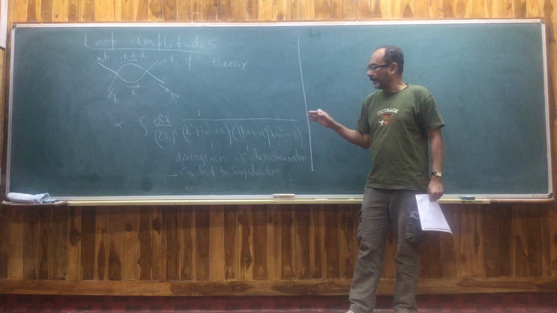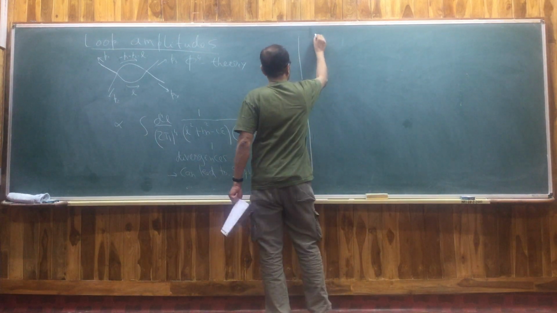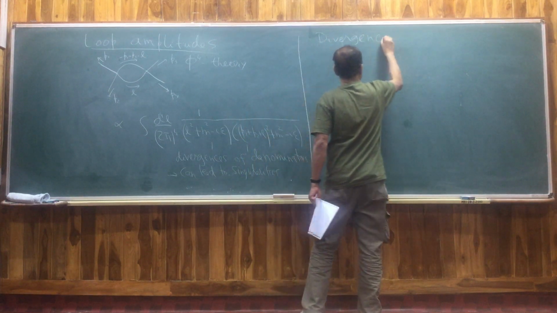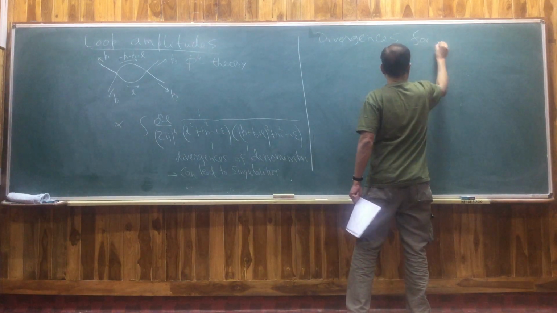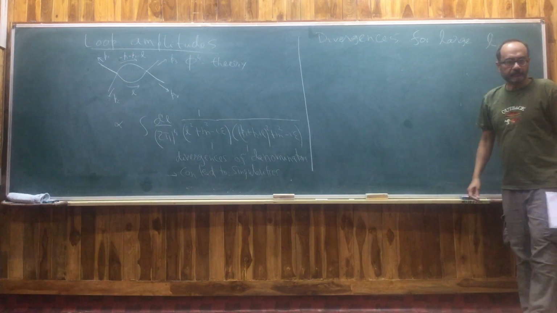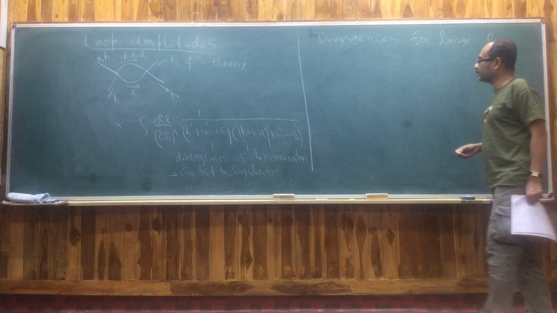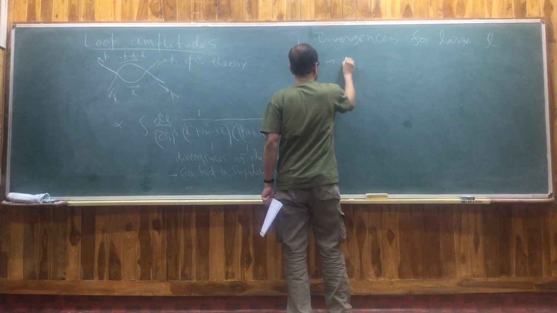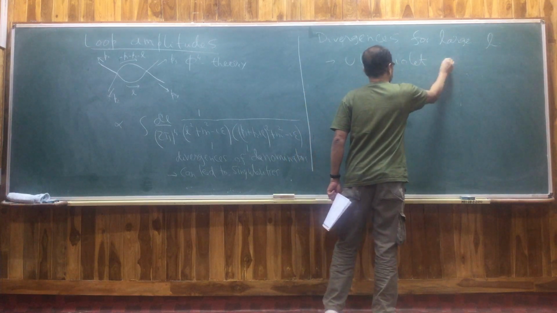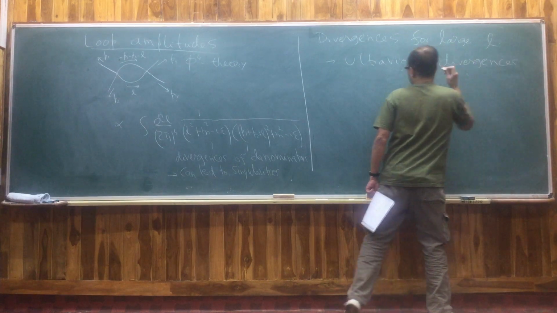Our worry will be what happens for large L. So we will worry about divergences for large L. Large L means large loop momentum. So these are called ultraviolet divergences, ultraviolet, or in short UV.